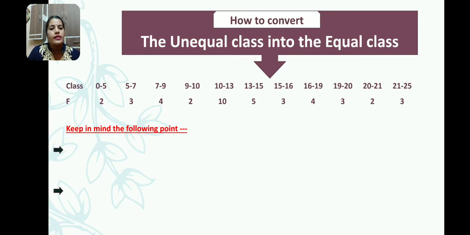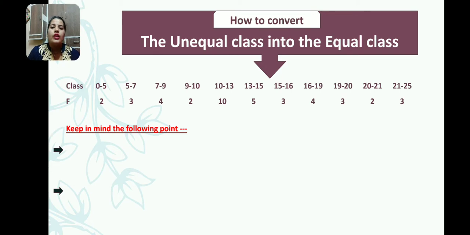So here you can see the classes have different differences. The difference is not the same in every class. Somewhere the difference is 1, somewhere 5, somewhere 2, 3, 4. So the difference is not equal in every class, and that is the question of unequal class. Here you have to make equal classes first and then you can solve that question. And the frequency given is the normal frequency, not the CF, it is the normal f.